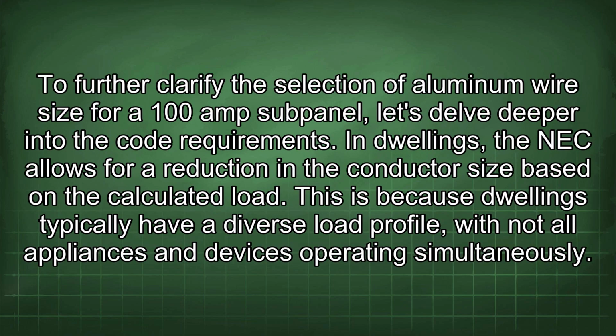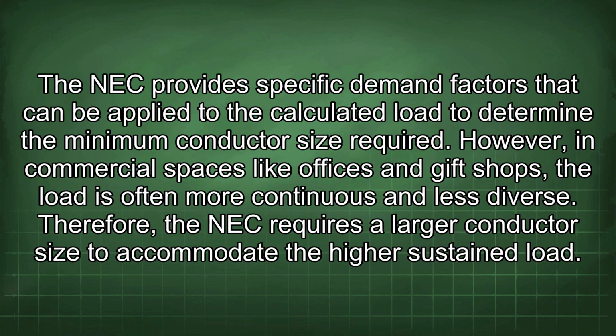To further clarify the selection of aluminum wire size for a 100 amp subpanel, let's delve deeper into the code requirement. In dwellings, the NEC allows for a reduction in the conductor size based on the calculated load. This is because dwellings typically have a diverse load profile, with not all appliances and devices operating simultaneously. The NEC provides specific demand factors that can be applied to the calculated load to determine the minimum conductor size required. However, in commercial spaces like offices and gift shops, the load is often more continuous and less diverse. Therefore, the NEC requires a larger conductor size to accommodate the higher sustained load.